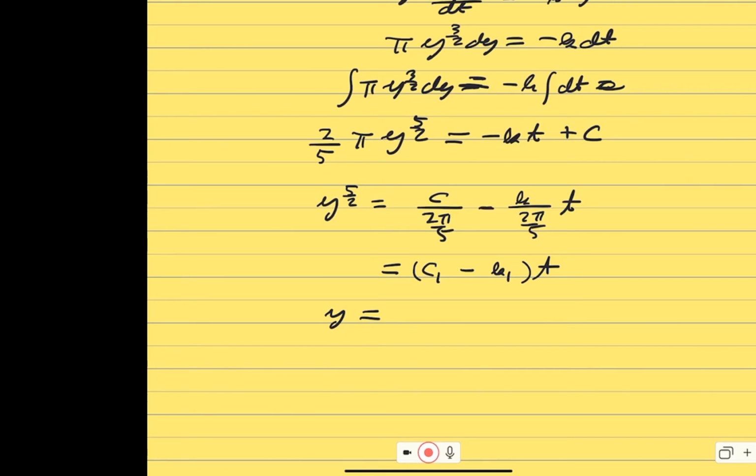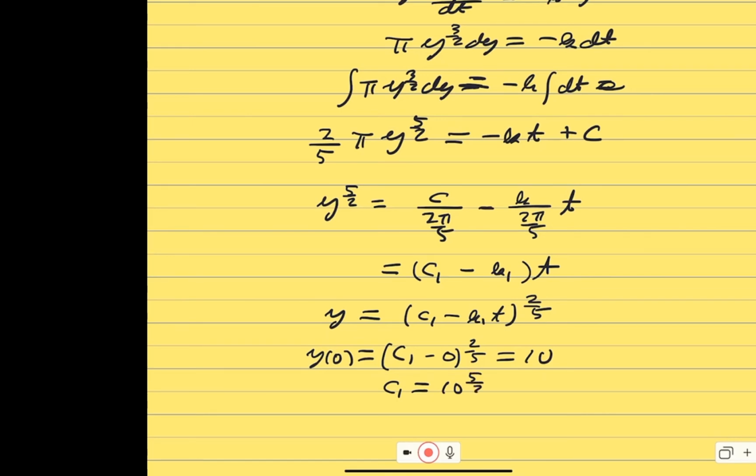And then this gives me that y is, raising both sides to the 2/5 power, C1 minus K1 t to the 2/5. And now to figure out the constants, y of 0 is C1 minus 0 to the 2/5, and that is 10. So C1 is 10 to the 5/2.